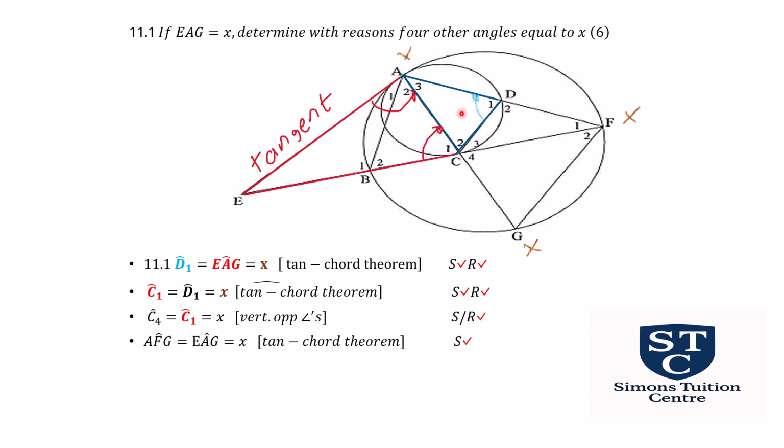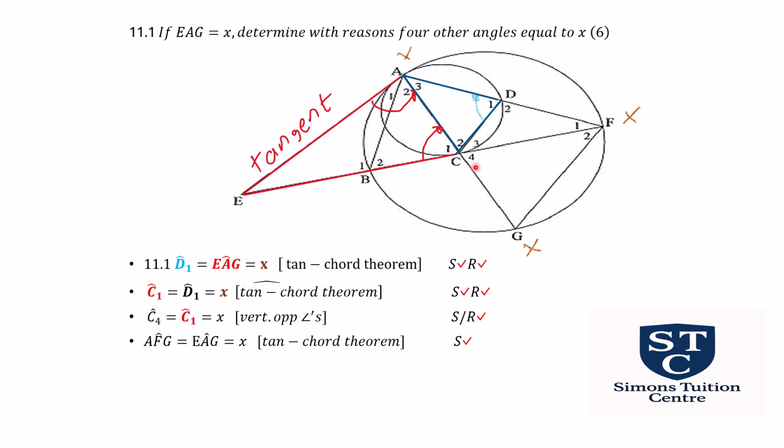Right? So C1 equals the angle directly opposite in the triangle, which then C1 equals D1, tan chord. So C1 equals D1 equals X, tan chord theorem. 1 mark for statement, 1 mark for reason. Alright, now if you look there, EG, now look at EF. They form an X there, so C1 equals C4. I assume you remember from grade 9, those are called vertically opposite angles, right? So C4 equals C1 equals X, vertically opposite, so therefore C4 also equals X, right?